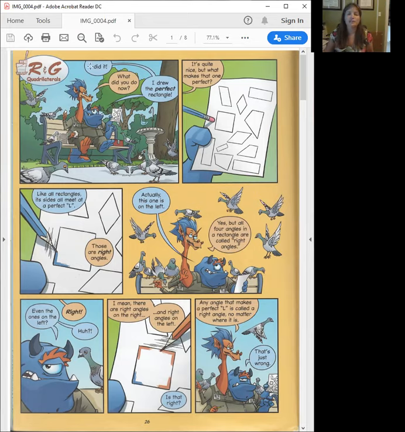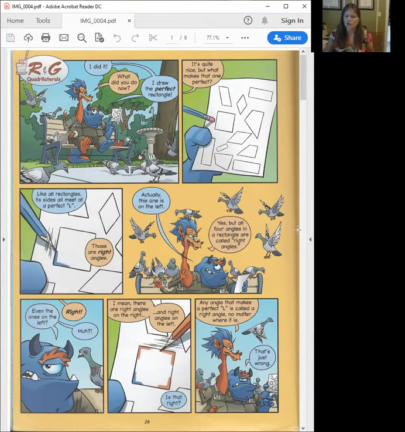I did it! What'd you do now? I drew the perfect rectangle. It's quite nice, but what makes that one perfect? Like all rectangles, its sides all meet at a perfect L. Those are right angles. Actually, this one is on the left. Yes, but all four angles in a rectangle are called right angles.